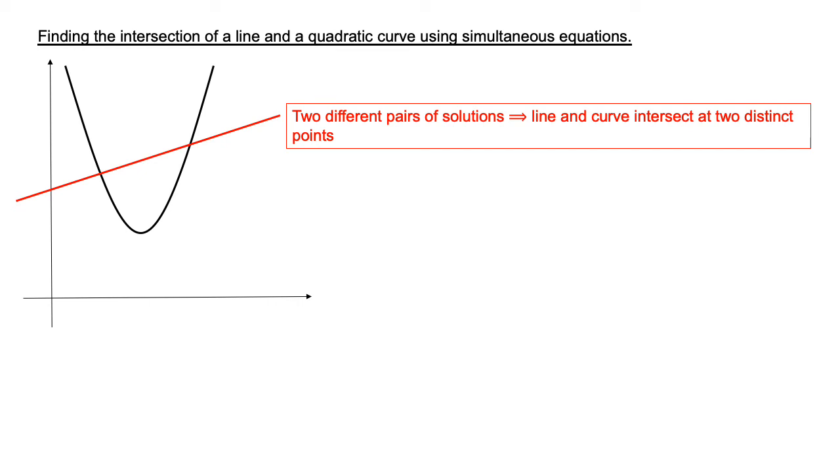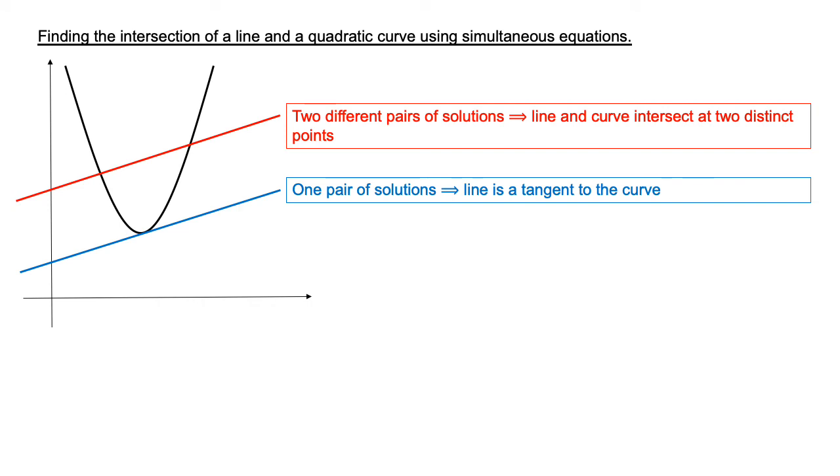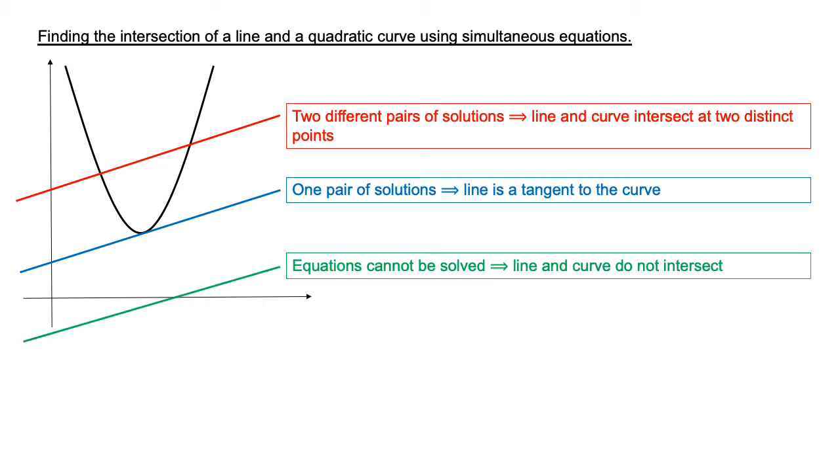Now, if I move that line down, it will ultimately become a tangent to the curve. So that means it meets only at one point. Therefore, you're going to have only one pair of solutions when you solve the simultaneous equations. Now, if I move the line even further, then clearly it doesn't cross the curve at all. So in this case, you will find when you're trying to work these out mathematically, you cannot solve them. You come into problems depending on how you solve them. You will see that they're impossible to solve. If this situation does arise, then you know that the line and the curve don't intersect.